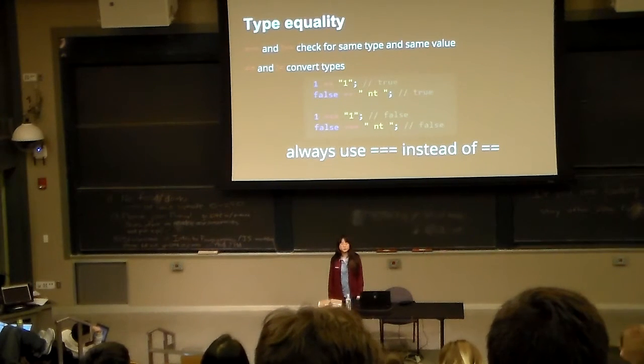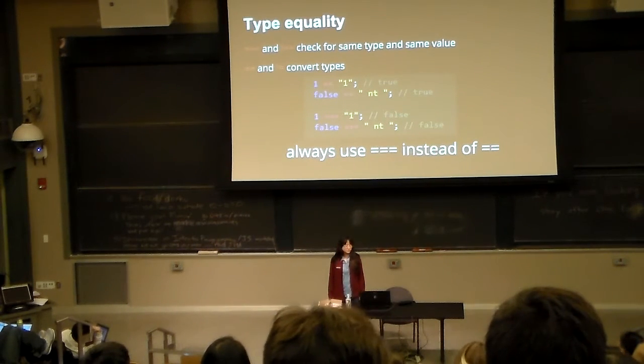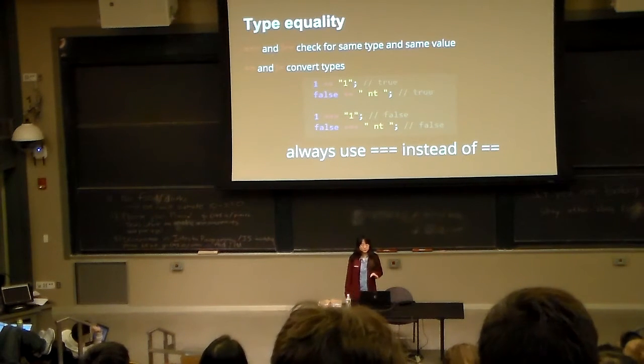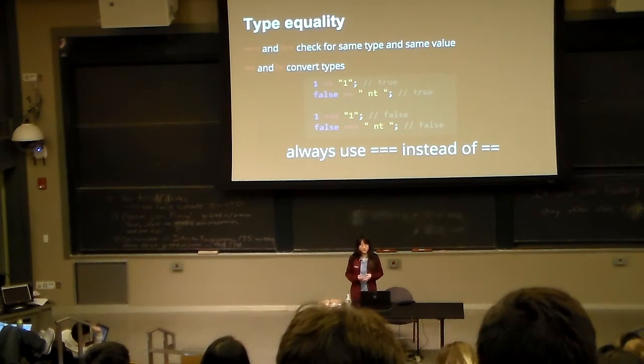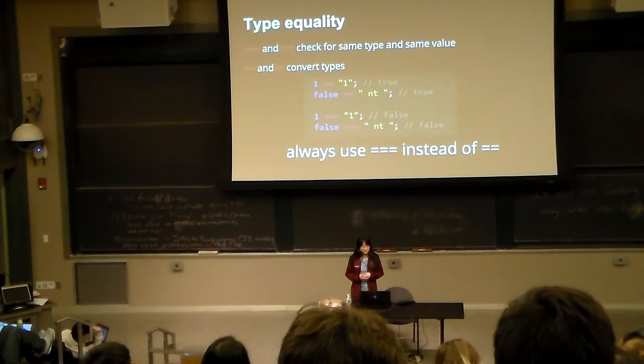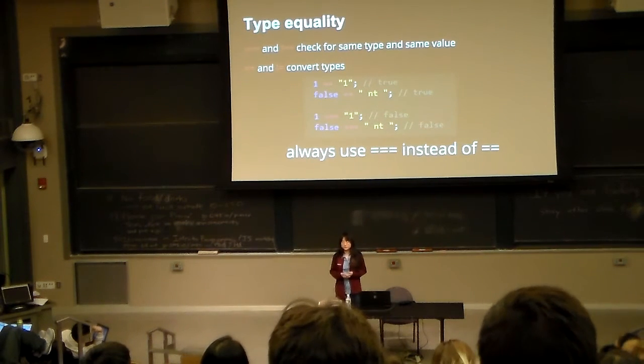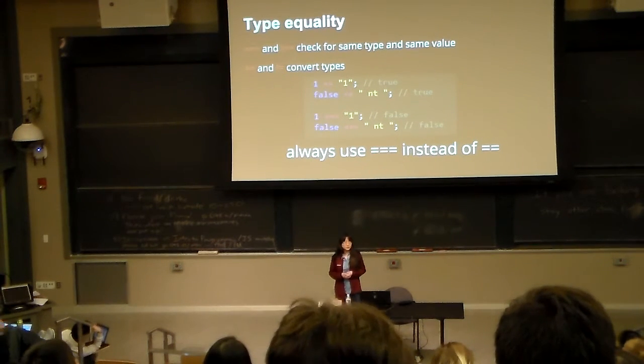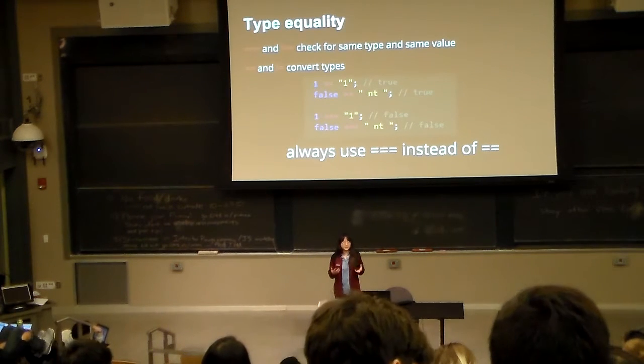Because you don't declare the type of a variable when you initialize it, there's a bit of tricky semantics when you check for equality with variables. Usually in Java you would use double equals to check if two things are equal, right? But in JavaScript, if you use double equals, it will try to convert the type so that the two things you're comparing are the same type before comparing them.